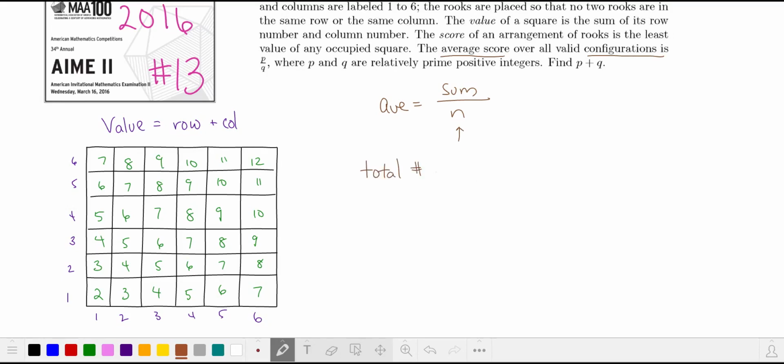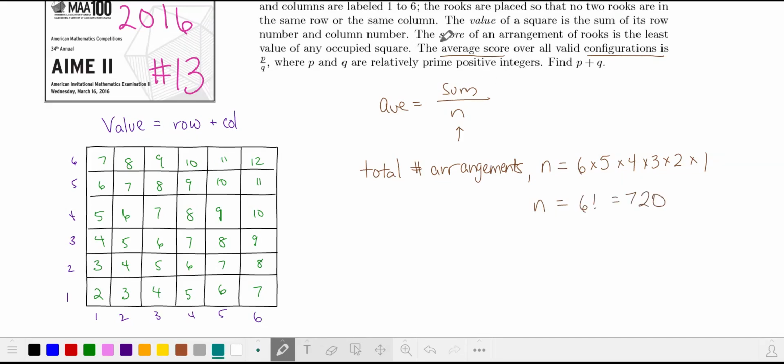This is the total number of arrangements. When placing our 6 rooks, we can do this column by column so that no 2 rooks share a row or a column. Placing a rook in column 1, we have 6 choices. Placing a rook in column 2 can't share the same row as the rook in column 1, so that leaves 5 choices for placing a rook in column 2, and so on in column 3, 4, 5, and 6. So the denominator of our average is 6 factorial.